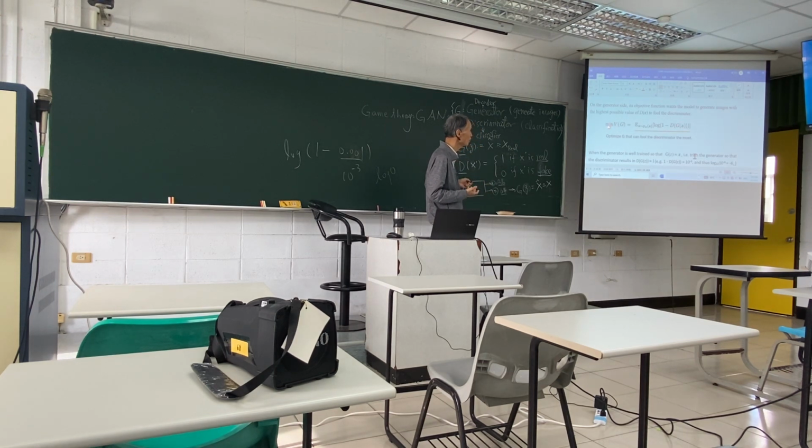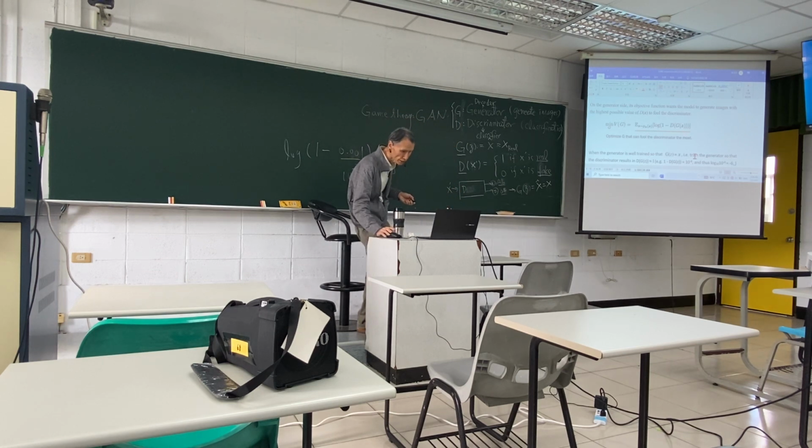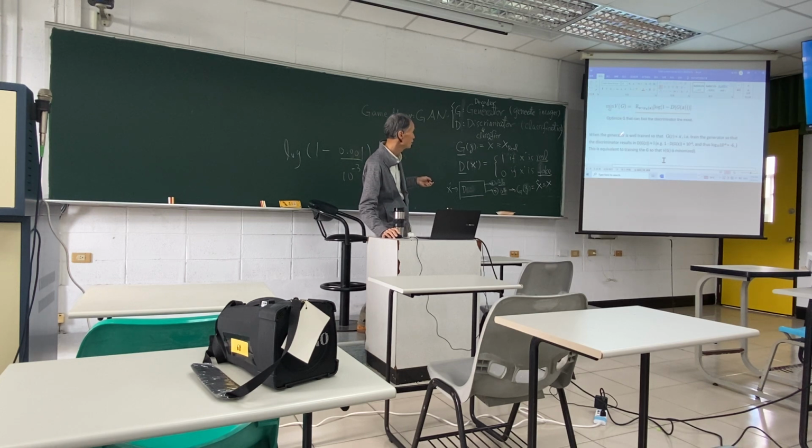We try to minimize this one. We optimize G so that we can fool the discriminator, so that we can fool the discriminator the most. I just put an example here, where the generator is well trained, so that G of X, which means we input a random number, produces an output that should be very close to the real one.